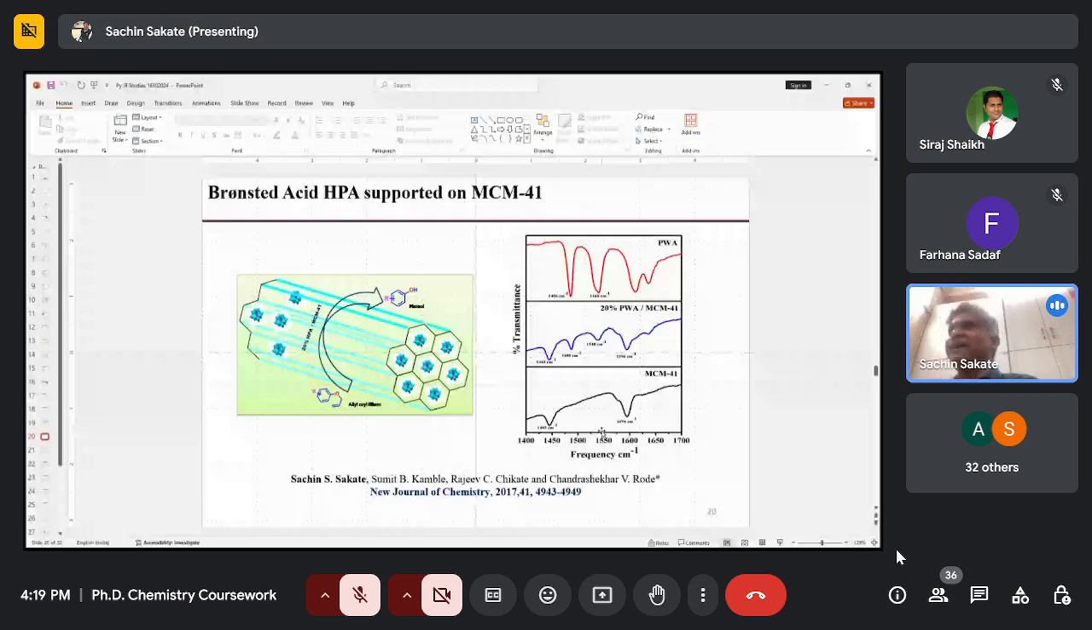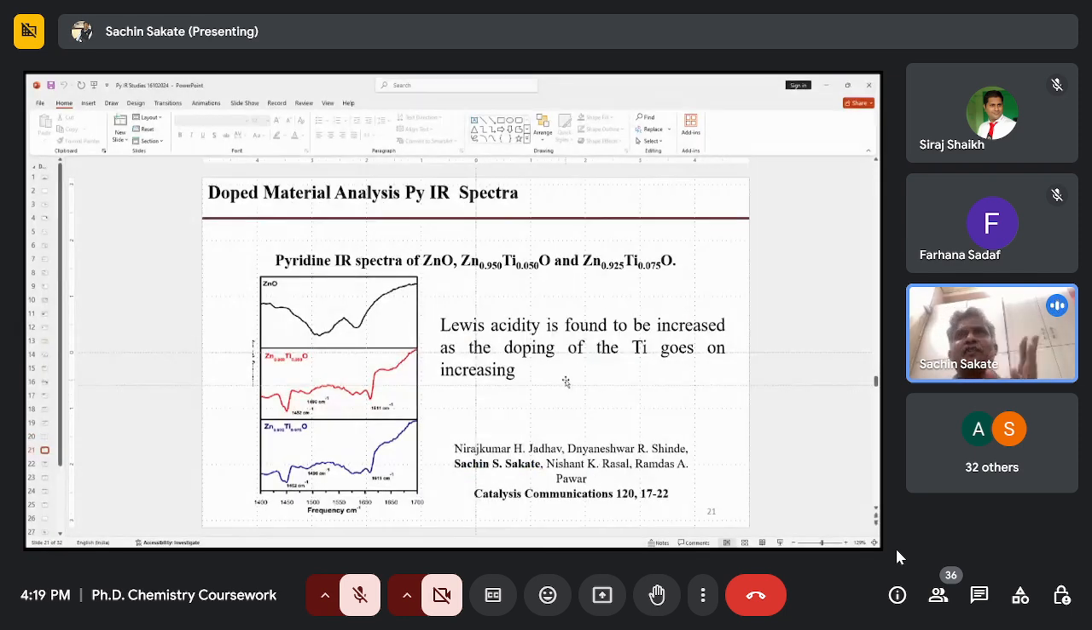So this is one of the techniques, and the only technique, again I am repeating it, there is no other technique which can distinguish the Lewis acidity and the Bronsted acidity of the material. So you can prepare the material, you can prepare the catalyst, you can do the characterization, and one of the characterizations is this base pyridine IR. I hope everybody understood the idea I am trying to give you.